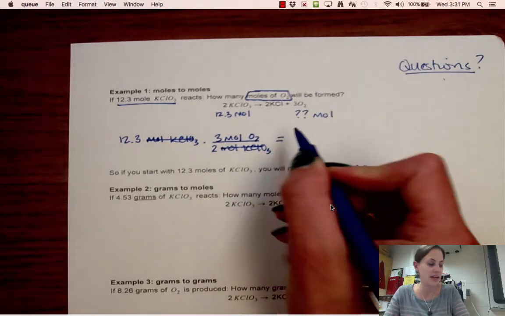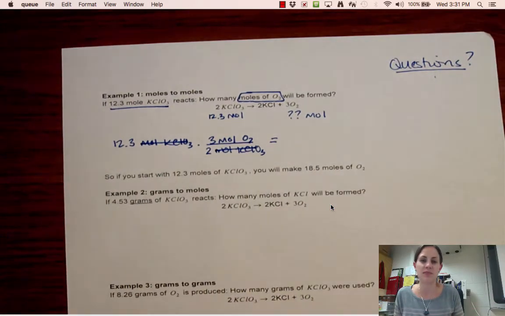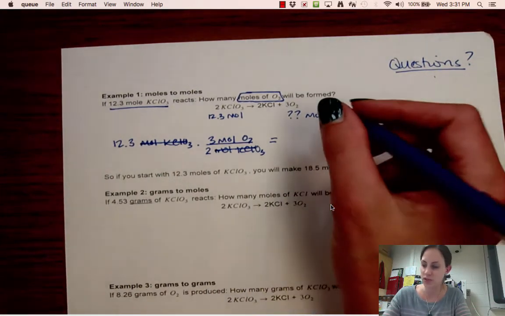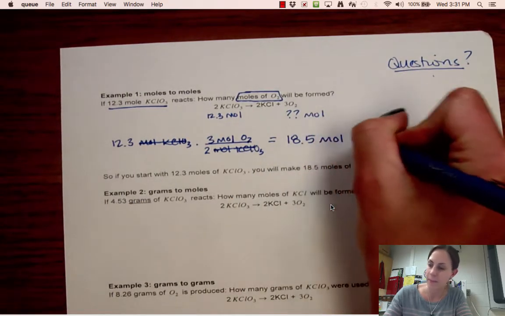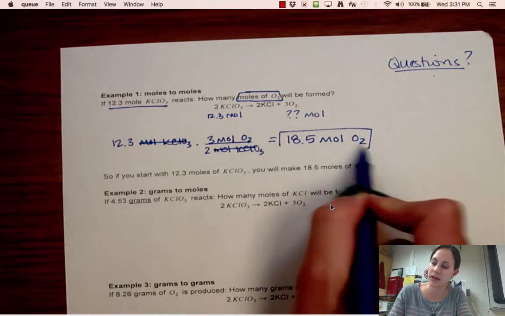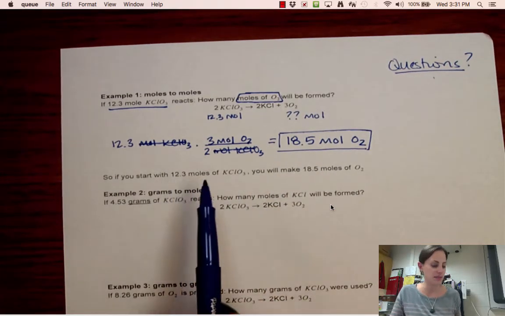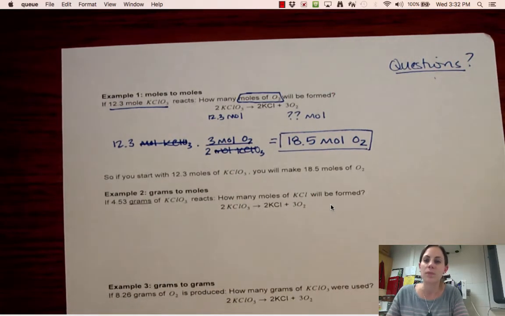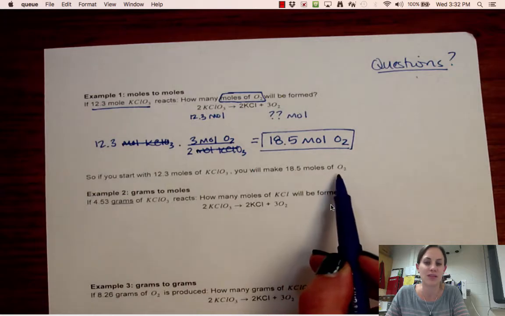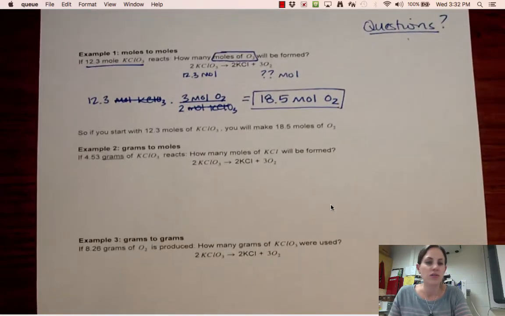So then when I multiply 12.3 times 3 divided by 2, I get 18.5 moles of O2, and this is my answer. So I rephrased it down here. What that means is if you're starting with 12.3 moles of KClO3, you will make 18.5 moles of oxygen. Okay? Let's do another example.